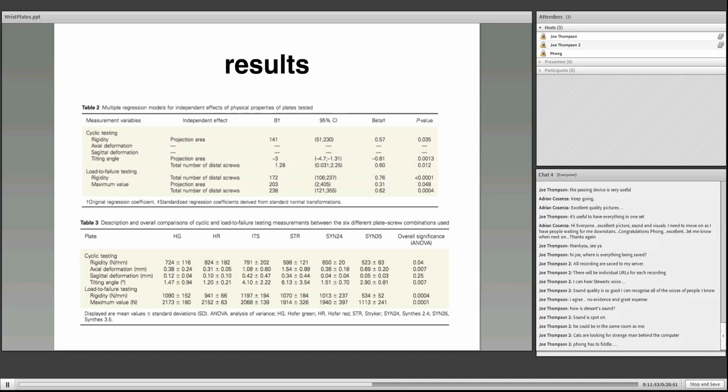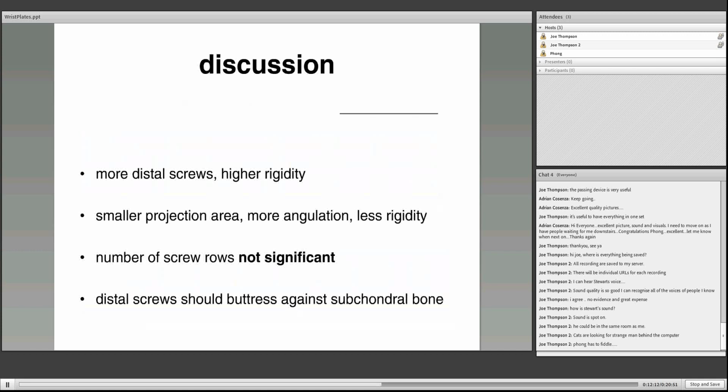Looking at the results between the different plates, the Synthes 3.5 plate with the three distal screws of 3.5 mil diameter performed the most poorly, having the lowest rigidity on both cyclical and load to failure testing, and a significant amount of tilting angle, being 2.9 degrees.